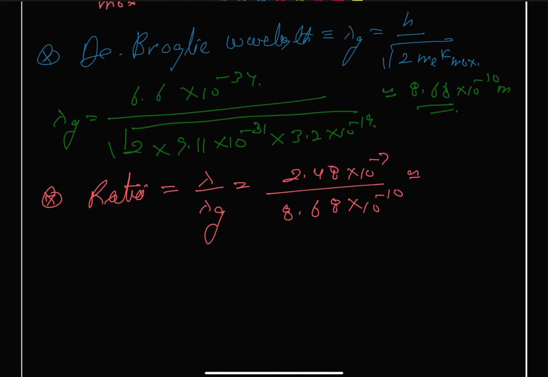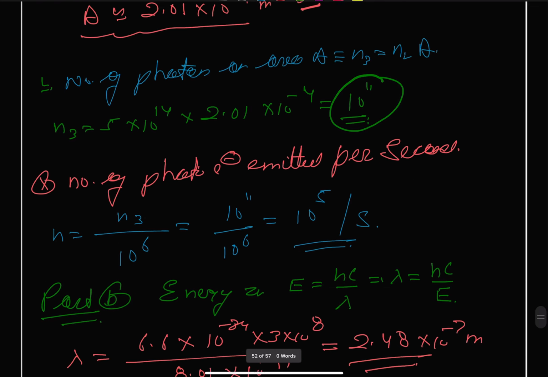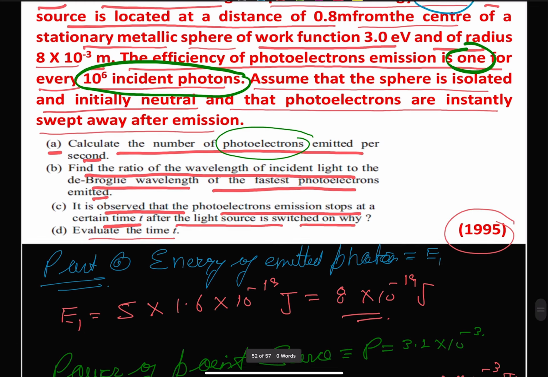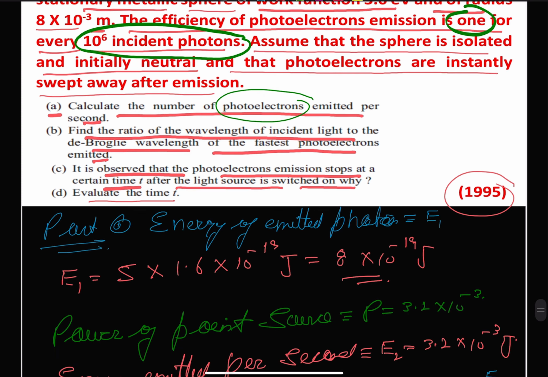This comes approximately equal to 286. And we have part C. It is observed that photoelectron emission stops at a certain time t is switched.